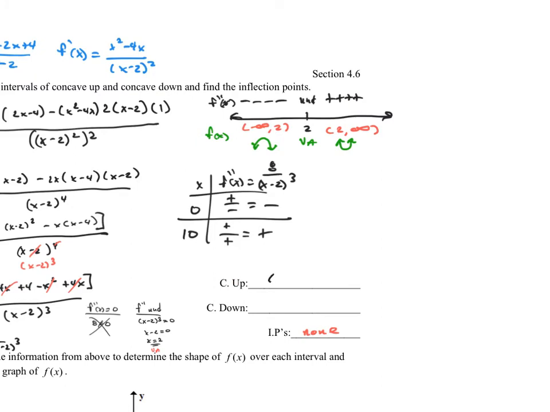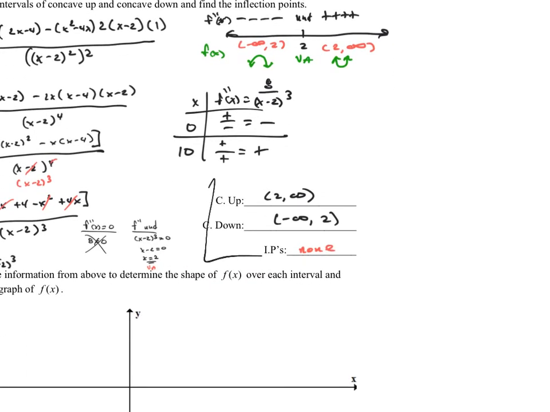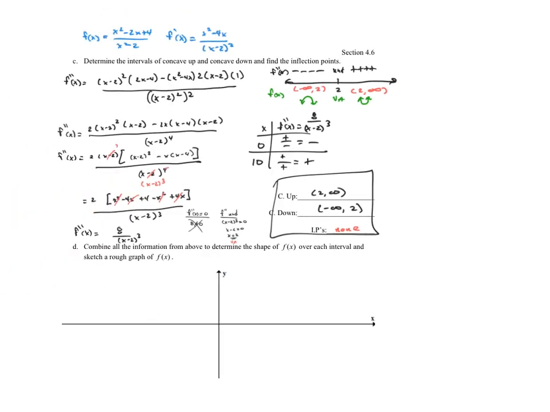That's on the interval 2 to infinity. Whereas concave down, that's where the second derivative is negative. That's on the interval negative infinity to 2. Again, inflection points, there were none in this case because we had no points in the domain where we changed concavity. So what do we do at this point?